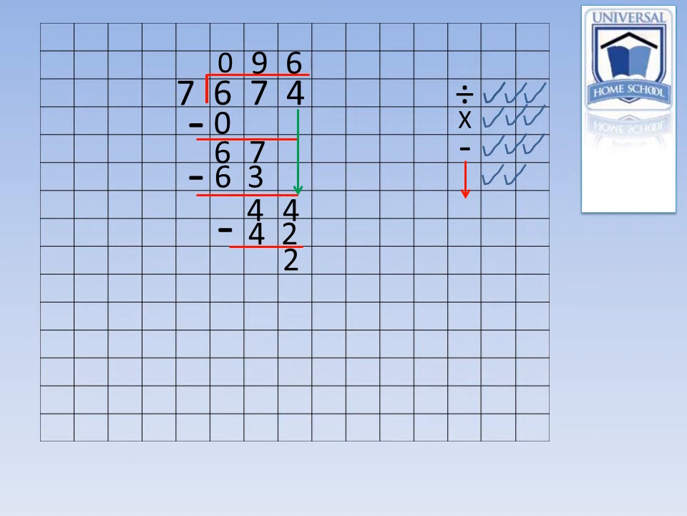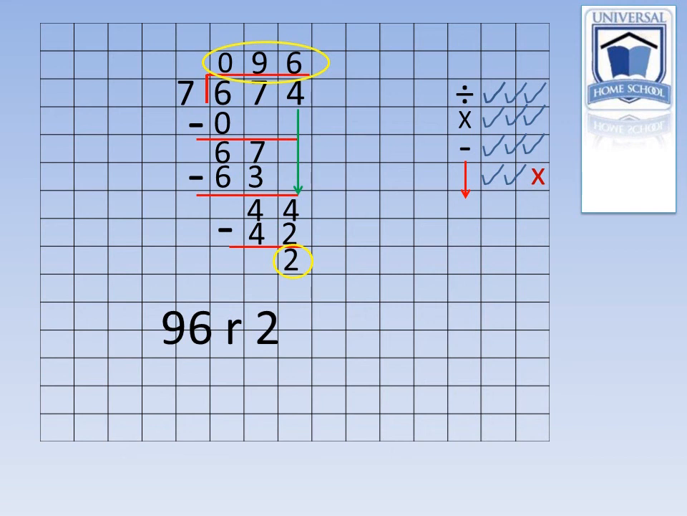So, well, we're not working in decimals or anything right now, so therefore that's a signal that it's the end of the question. I'll just put a little red X there to say we can't bring anything down. So therefore 96 is our quotient. 96 is how many 7s in 674? Remainder 2. So it would be 96 remainder 2.